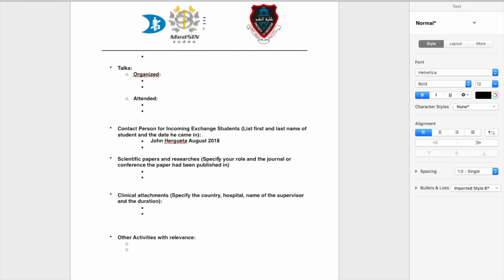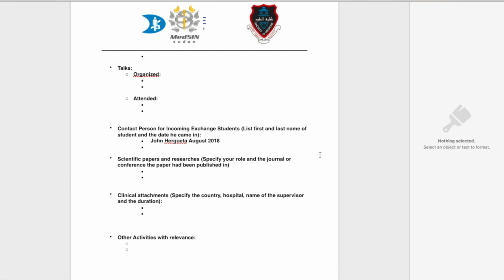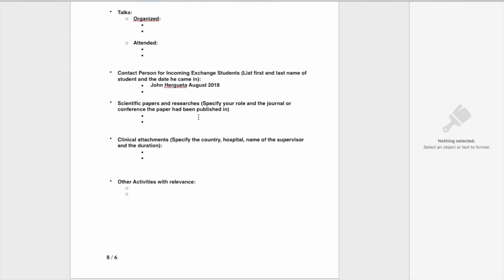Scientific papers and researches: specify your role and the journal or conference the paper had been published in. If you did take part in a scientific paper or research, type in the title of it and specify your role. Were you a co-author? What were you doing? And when was that paper published and where? So type in the name of the conference and when and where it was.